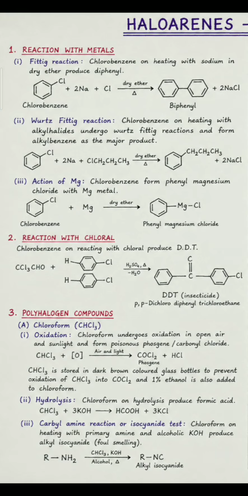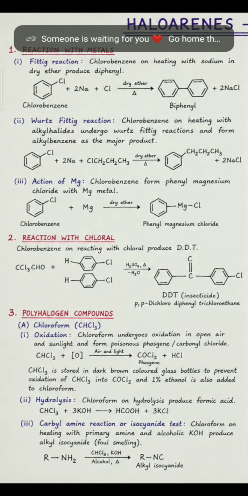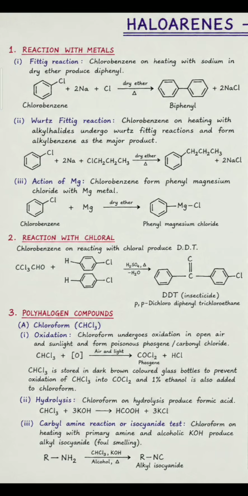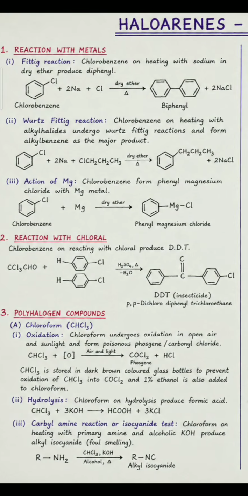CHCl3 is stored in dark brown colored glass bottles to prevent oxidation of CHCl3 into COCl2, and 1% of ethanol is also added to chloroform. Means when chloroform undergoes oxidation in open air, it gives phosgene, which is poisonous, and HCl.